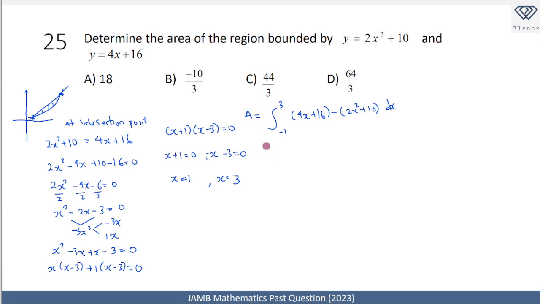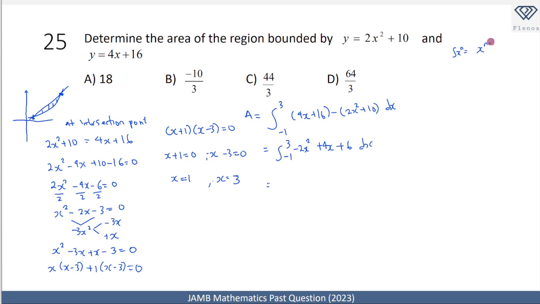So simplifying this now, I have, collecting like terms, the integral from minus 1 to 3. This becomes minus 2x squared, then plus 4x, and I have 16 minus 10, because minus times plus is minus, and I have plus 6, then dx. Now when I integrate this, remember, integration of x raised to the power n is equal to what?